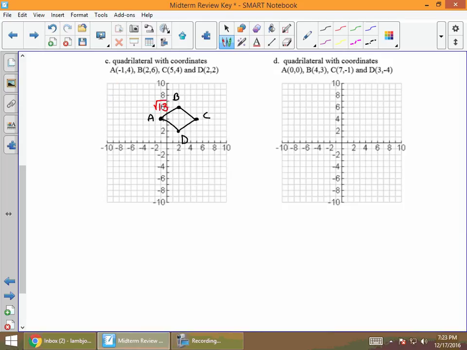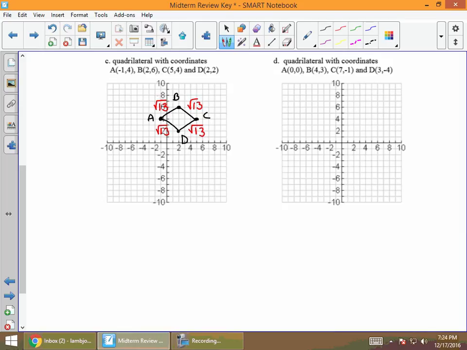From B to C, it looks like I'm going over 1, 2, 3, and down 2. So again, 3 squared is 9, and 2 squared is 4. 9 plus 4 is still 13. So this is radical 13. From C to D, it goes down 2, and it goes left 3. 3 squared is 9. 2 squared is 4. That's again radical 13. And you've guessed it, from A to D, it drops 2, it runs 3. 2 squared plus 3 squared is still radical 13. So all four sides are the same length.